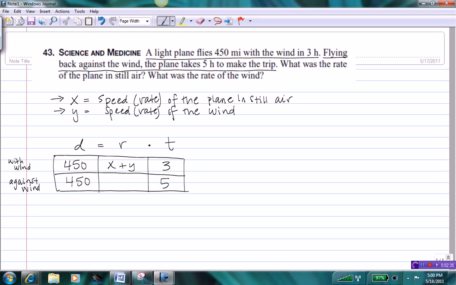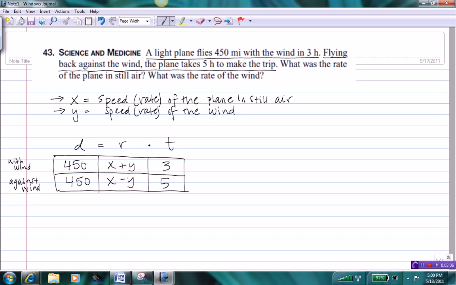Now, in terms of the rate, when a plane flies against the wind, we can assume that the plane is going slower because the wind is kind of holding it back. And so if we take the speed of the plane in still air and subtract the rate of the wind, then we get a smaller number, which represents a slower speed. And so the rate of the plane going against the wind can be represented by this expression x minus y.